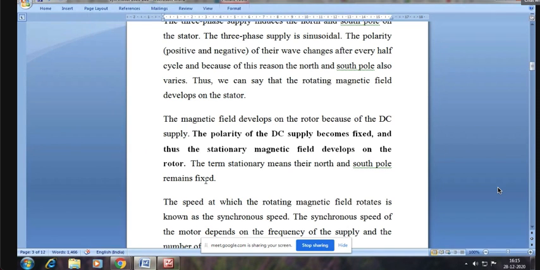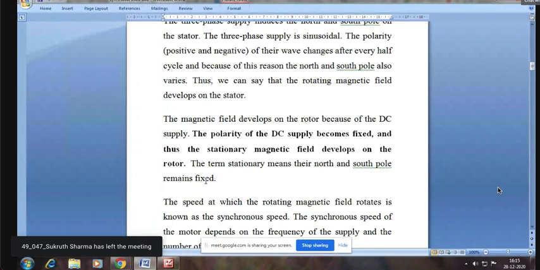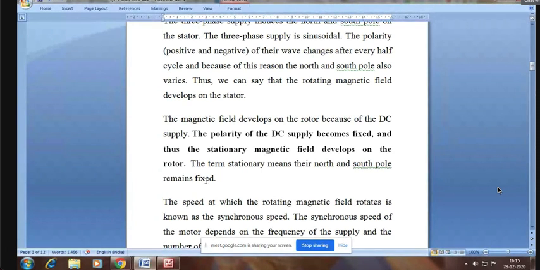Okay. So we have two magnetic fields, one on the stator, one on the rotor. The difference is that the magnetic field on the stator is changing in polarity and hence it rotates at constant speed. Whereas the magnetic field developed on the rotor is by a DC supply, and further, initially the rotor is not rotating, therefore that magnetic field on the rotor will not be rotating, which means that the south and north pole positions are fixed. Is it fine?